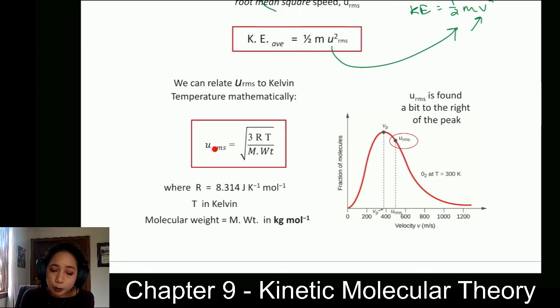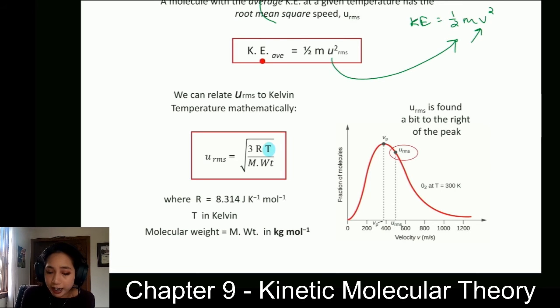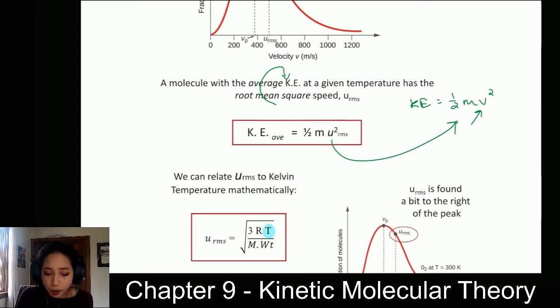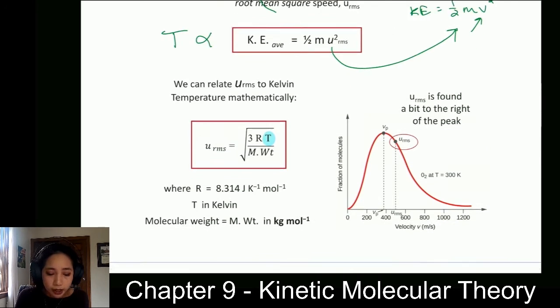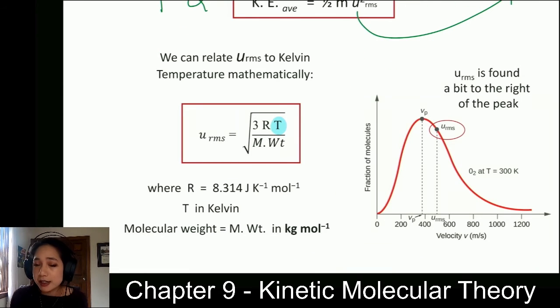The root mean squared velocity of a particle within your gaseous sample is, again, related to temperature. And that's for two reasons: we know that the average kinetic energy is equal to 1/2 mass times the root mean square velocity squared, and we also know that kinetic energy and temperature of your sample are directly proportional to one another. That's how we get this equation. It comes from the Boltzmann distribution, with some mathematical manipulation. So remember, the root mean squared velocity is related to the average kinetic energy of the sample, which is then related to the temperature of that sample.